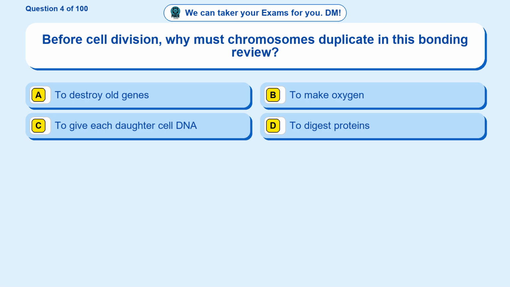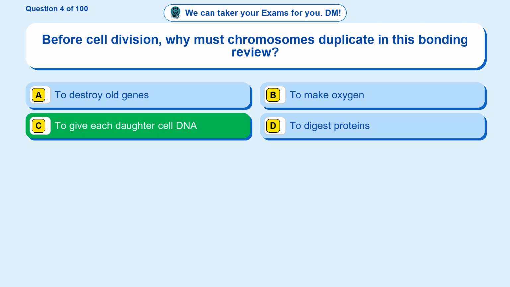Question 4. Before cell division, why must chromosomes duplicate in this bonding review? Option A, to destroy old genes. Option B, to make oxygen. Option C, to give each daughter cell DNA. Option D, to digest proteins. The correct answer is option C, to give each daughter cell DNA.